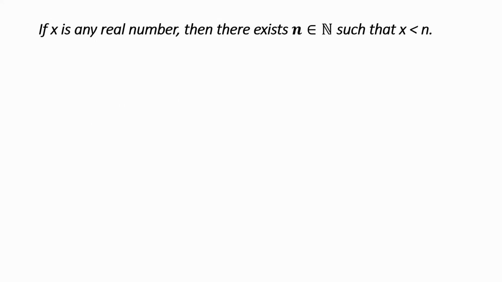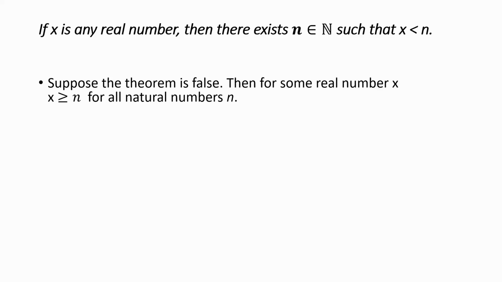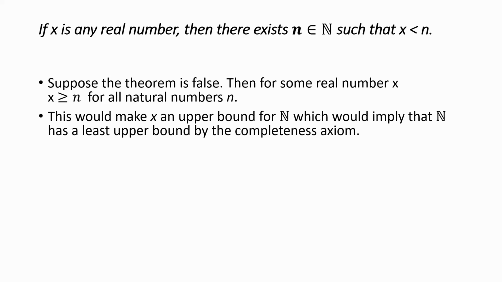And finally, if x is any real number, then there exists a natural number which is greater than x. So this just feels so true, and it is, of course, but you can't prove it just using the field axioms and the order axioms. You have to have the completeness axiom. You have to have the least upper bound property of the real numbers. So suppose the theorem is false. Well, then there'd be at least one real number x which was greater than or equal to all natural numbers. But that would make x an upper bound for the natural numbers, which would imply that the natural numbers has a least upper bound by the completeness axiom.